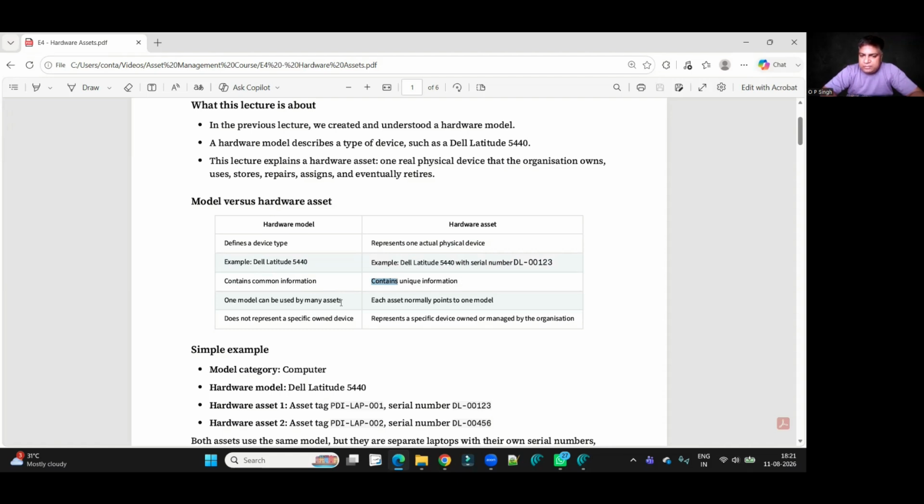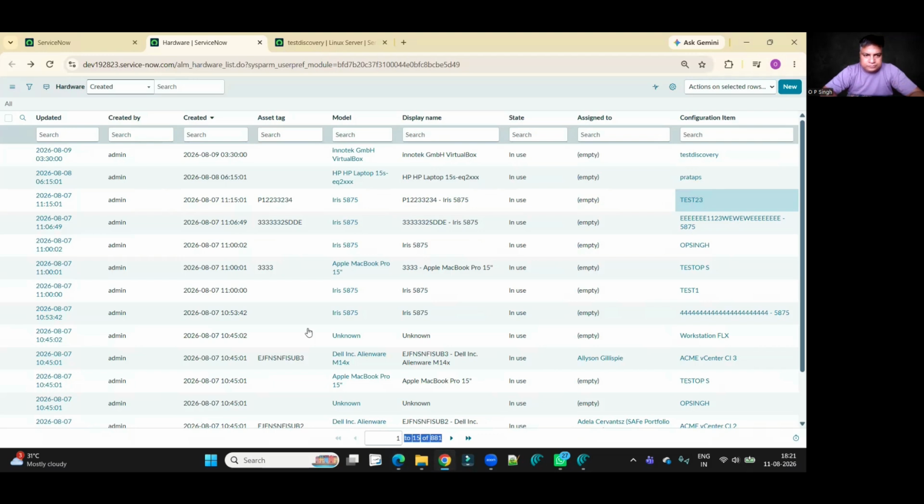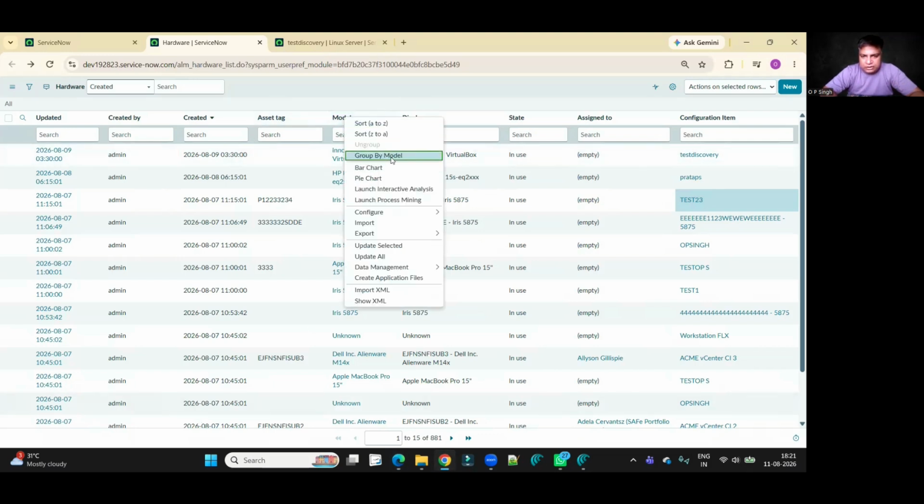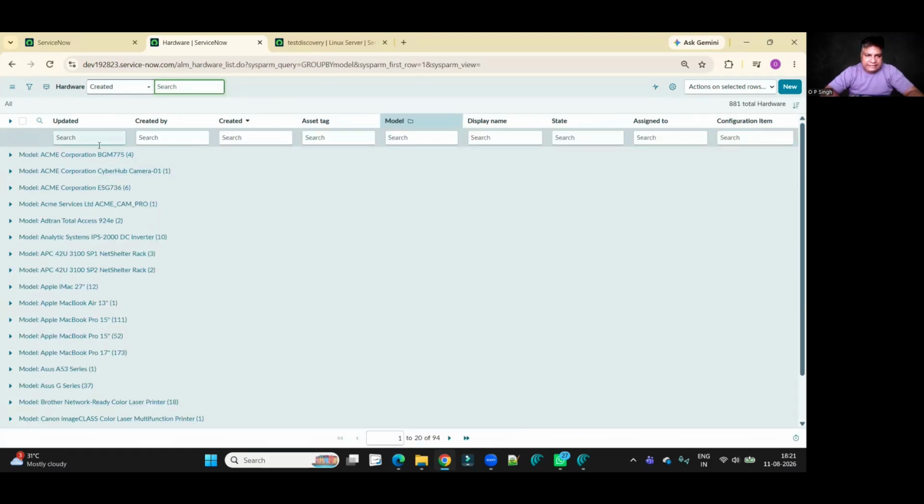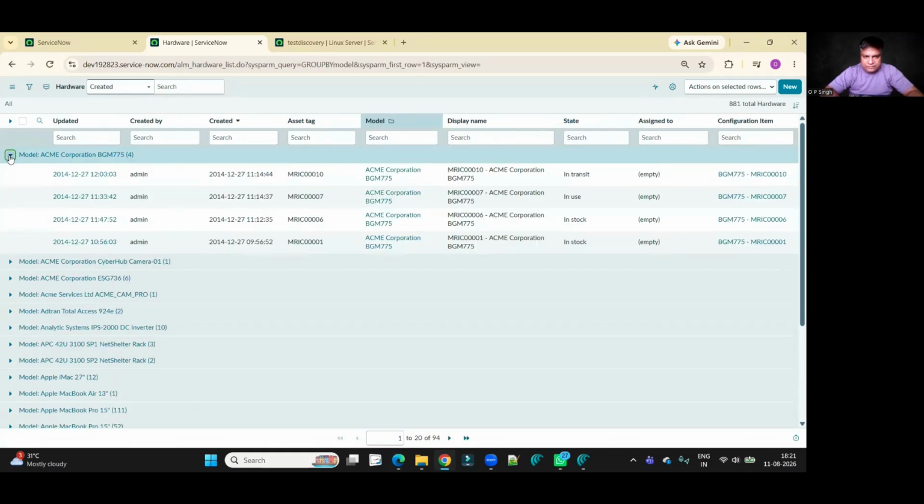One model can be used for many assets. You know that. And each asset normally points to one model. Yes, very simple. See here. This is the model. If I group by model, you can see per model you have n number of items. It means n number of assets.